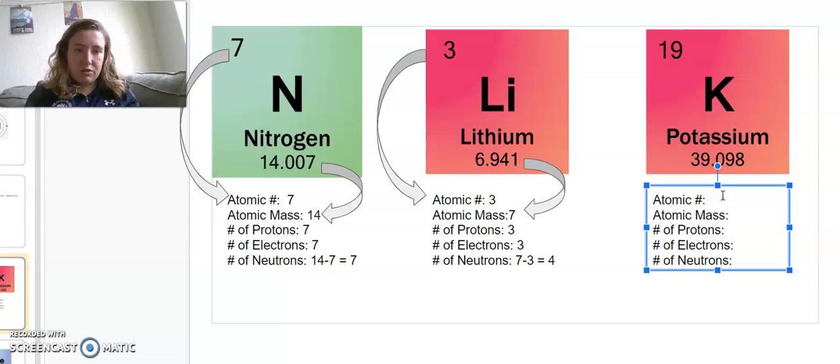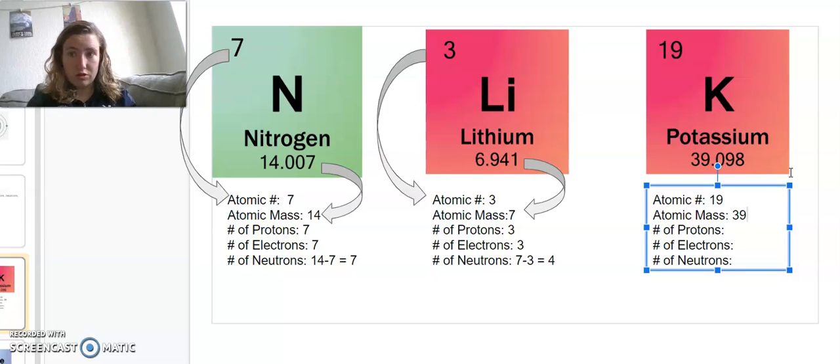So, potassium. To start, I need the atomic number. That is 19 right at the top. I know the atomic number is what's at the top. Mass, that's what's at the bottom. This number right here, 39. I'm just rounding to the nearest whole number. You don't need to leave the decimal, just round to the nearest whole number.